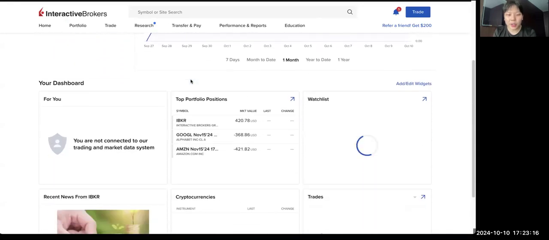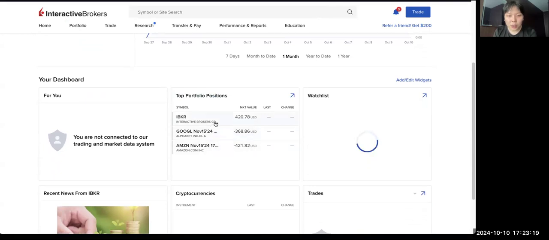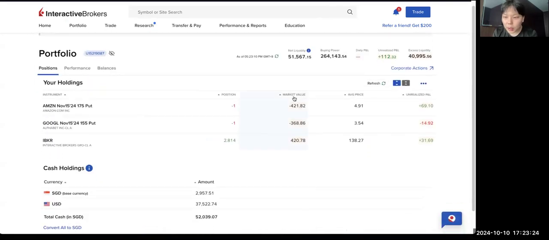So if we go to my Interactive Brokers, as you can see, the live account is sitting at this valuation. The two portfolio positions are these two. Okay, over here. So for the Amazon position, we have an unrealized profit of 69, right? If you are a Tesla shareholder, that number means something to you, but we're going to keep it as that. Google, we're currently sitting at an unrealized loss as of now, so negative $14.92.